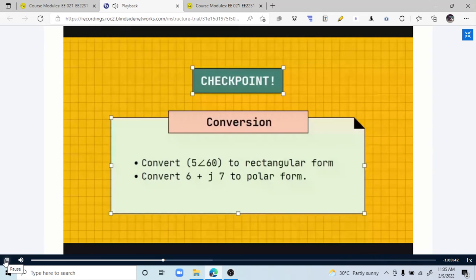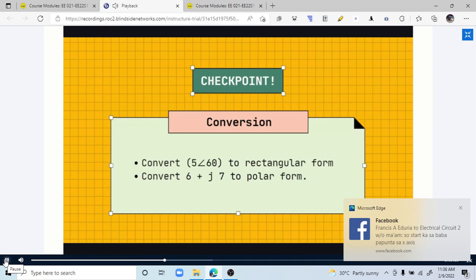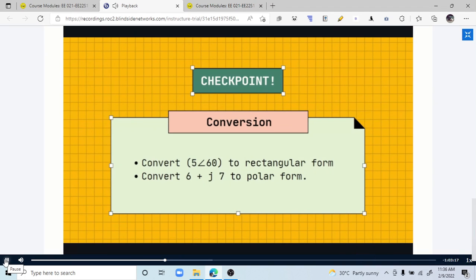Now, how about we convert 6 plus j7 to polar form? How can we do that? So now, press the AC button or on mode. Then type 6 plus 7i. Your i is the ENG. You can see there the ENG, then just press the ENG and the i will appear. So 6 plus 7i will be on your calculators. Then just press equal. When you press the equal, what would appear?